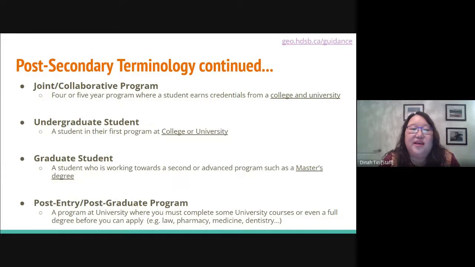A post-entry or postgraduate program is a program at university where you must complete some university courses or even a full degree before you can apply. So you can't apply to these programs straight from high school. You have to go through university first, and those include things like law, pharmacy, medicine, and dentistry.